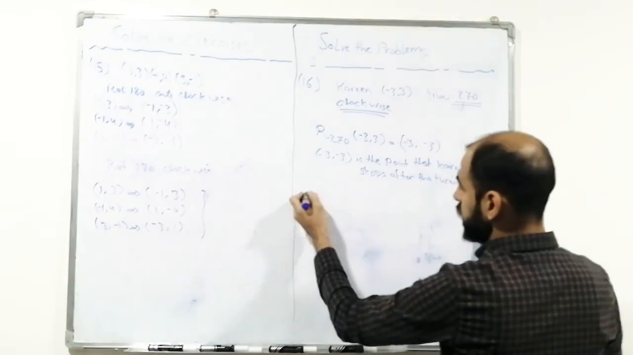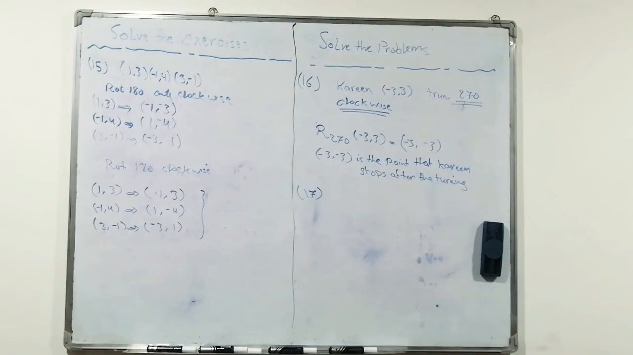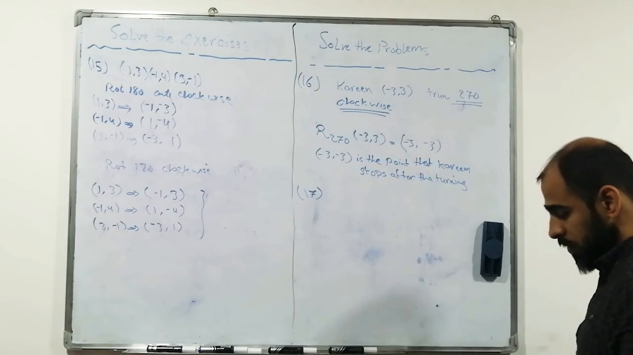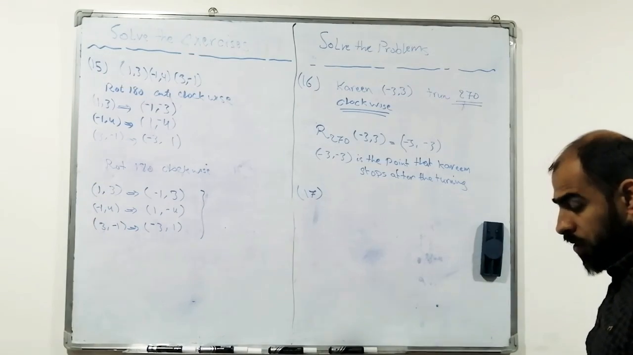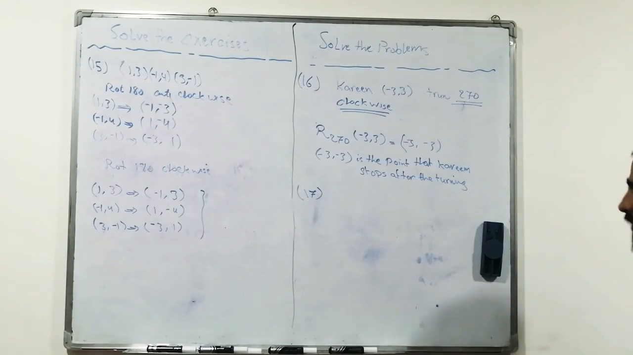Question number 17. The figure shows the position of the refrigerator at the point (2, -2). Jamil wanted to move it 180 anti-clockwise. Find the position of the refrigerator after the moving.